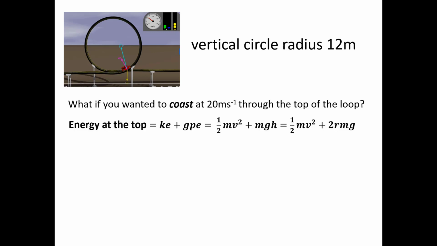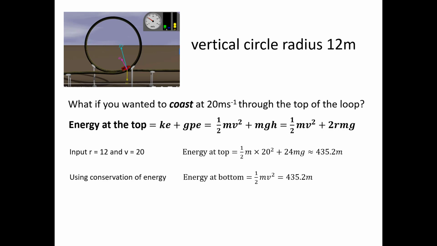The energy at the top of the loop has to be equal to the total energy at the bottom of the loop. In both cases, it's kinetic energy plus gravitational potential energy. And the total gain in height as this car travels round in a circle is simply twice the radius. So we get that formula for the energy at the top of the loop, a half mv squared plus 2rmg. We substitute in r is 12 and v is 20, and we get 435.2 m.